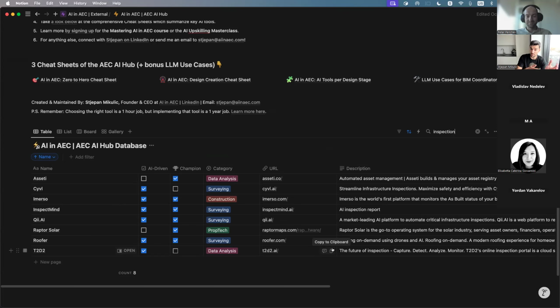I'm just going to show you this one for now, because I'm really proud of this one because it's separated by stages. So if you're working on design, you can check out this. Even prop tech, you have it here. If you're working on detail design, engineering, this is what you can check out as the first one. And this is only this whole database.